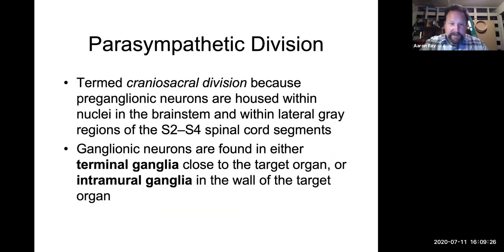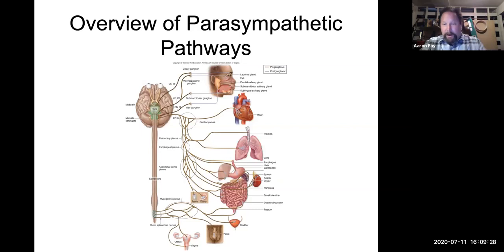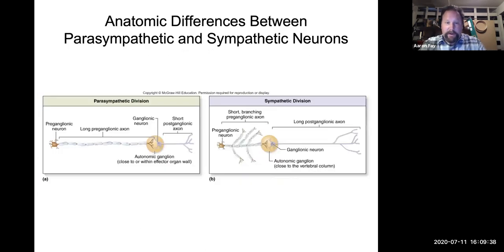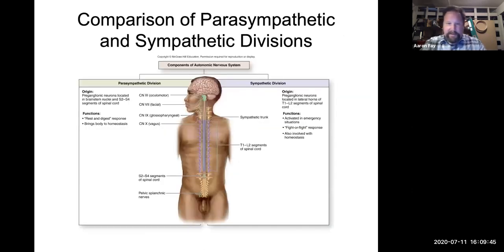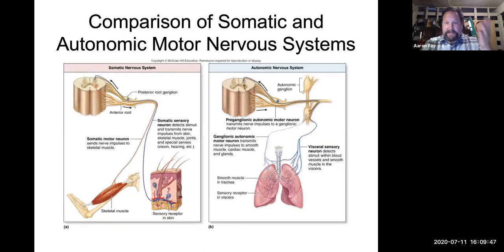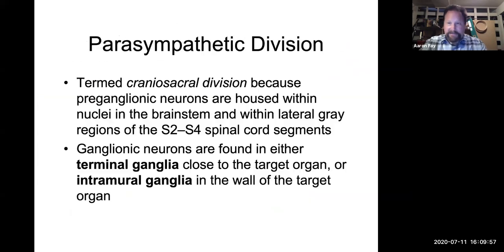Other things that are really important: know where in the CNS you will find your preganglionic neurons and your ganglionic neurons. Where are they going to be found? What are the differences in the pathways or structure of the parasympathetic versus the sympathetic? What are the differences between the somatic motor and the autonomic nervous system? Those are the things I really want you to have clear. The exact details of what branch forms what structure, a little less important.